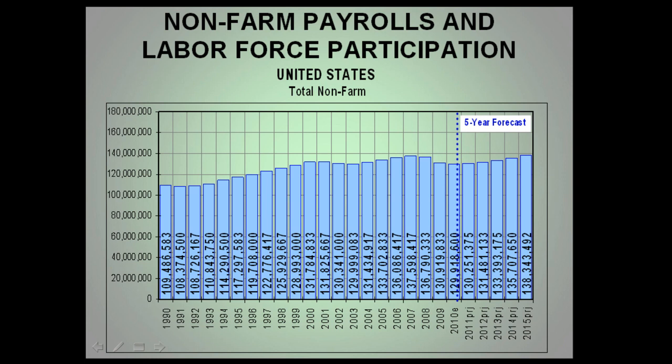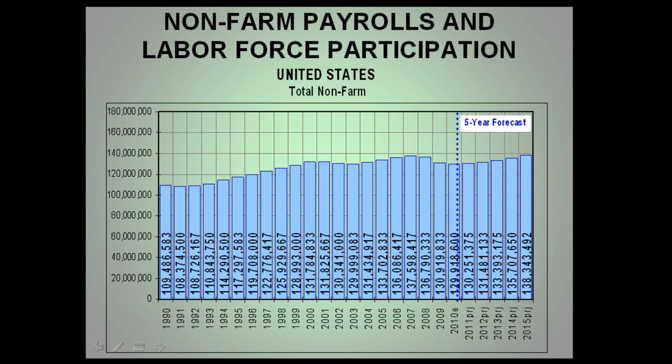Let's talk about non-farm payrolls. This is total U.S. non-farm payroll, and we're also going to talk about labor force participation. It's generally accepted that the U.S. economy needs about 150 to 200,000 jobs per month to accommodate population growth. So what we see here is a complete stagnation in U.S.